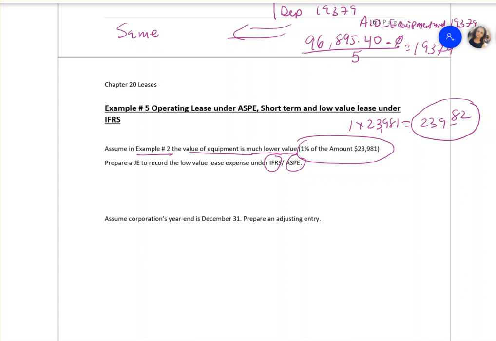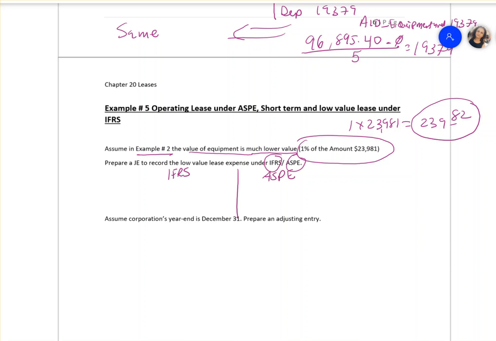If it's an operating lease, that'll be an off-balance-sheet lease because you don't have to record it on your balance sheet. You will be recording it on your income statement instead. So let's see how we record this lease under IFRS and how we record it under ASPE.